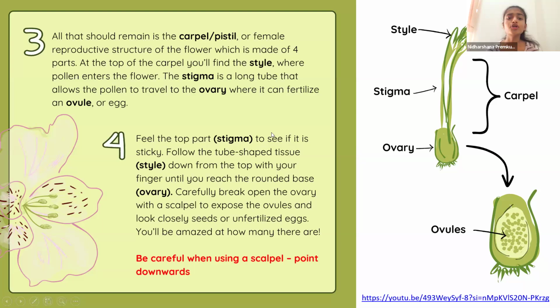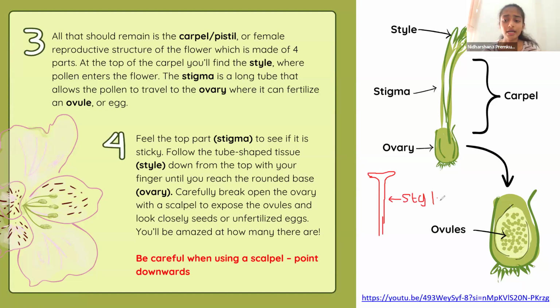Now, you're going to feel the top part of the stigma. If you notice that it is sticky, like I said earlier, you will know that it is the stigma. Why? Because stigma is supposed to be sticky in order to catch the pollen from the anther. Now, follow the tube-shaped tissue, which is the style. We have the sticky stigma on top, and to hold it, we have the style.